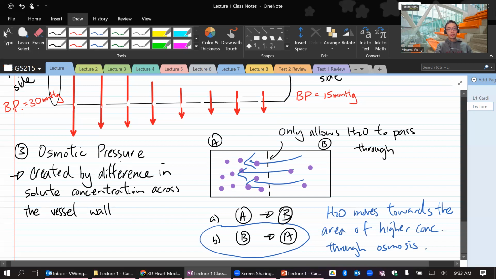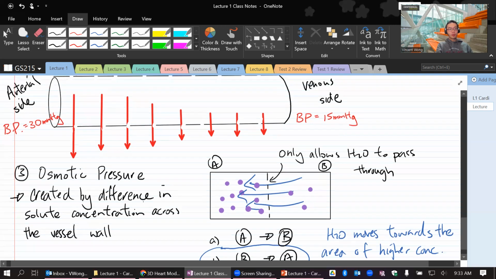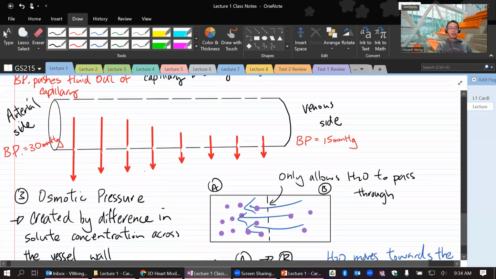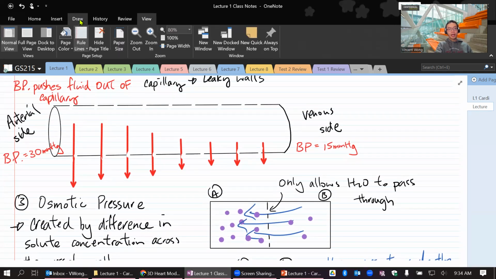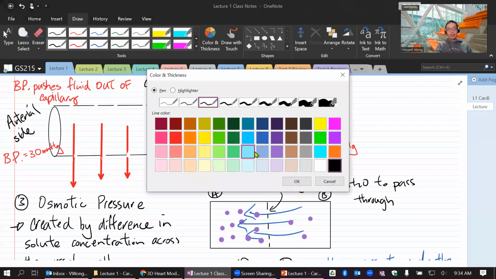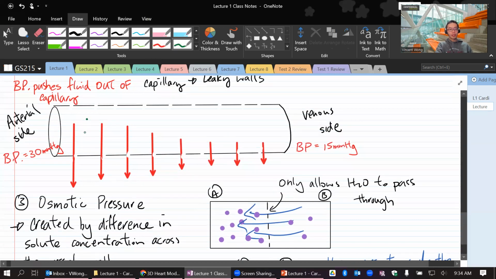Okay. So osmotic pressure, created by difference in solute concentration across the vessel wall. So what is the effect of osmotic pressure? Well, earlier I asked you guys what is in the blood, and you gave me a lot of excellent answers. So there might be some nutrients, some waste products, some cells, some proteins.